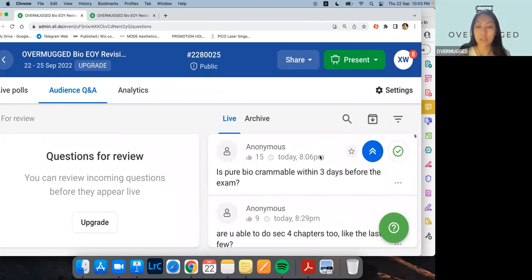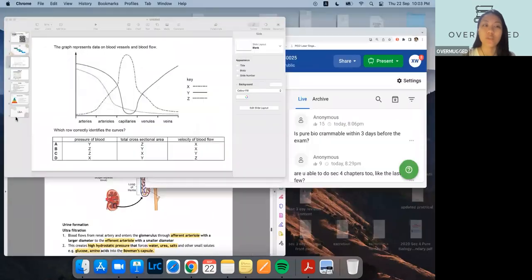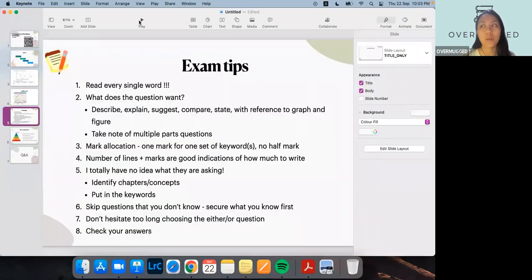So I can clear this list. Okay, let's talk about this. Actually, I wanted to share about exam tips as well. Maybe I'll just follow it through.